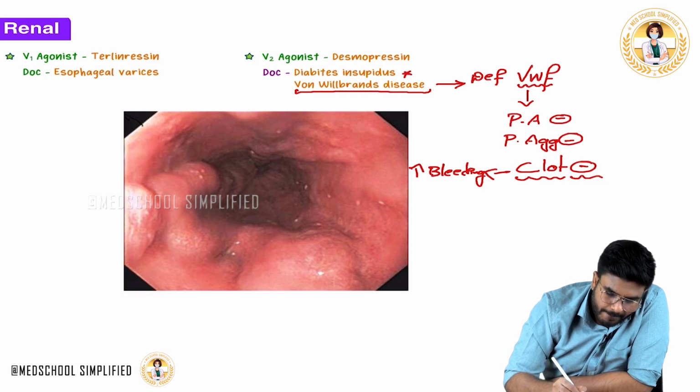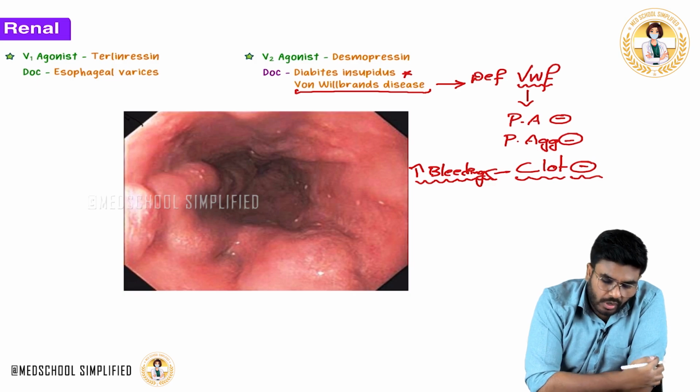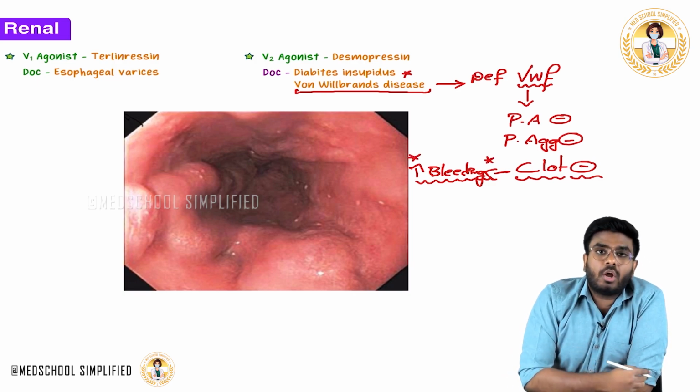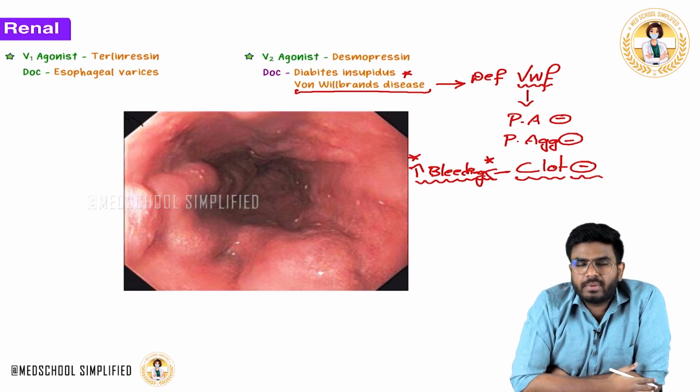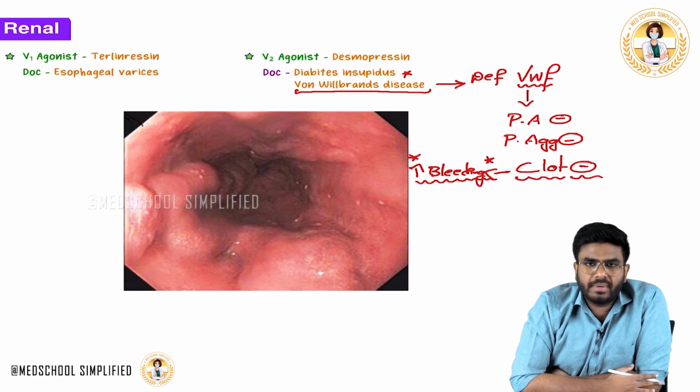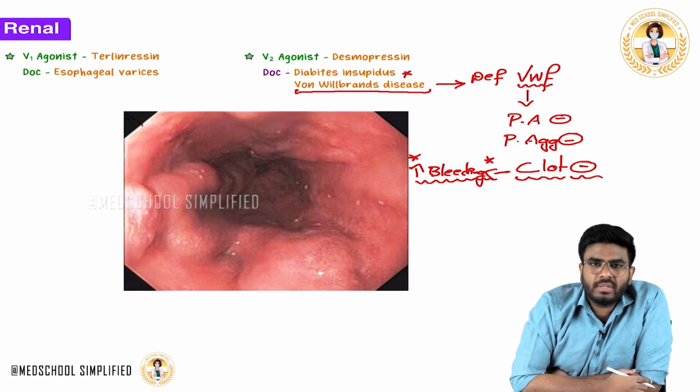So now tell me, von Willebrand's disease is actually a bleeding disorder. Okay, platelets are not adhering to one another. No platelet adhesion, no platelet aggregation. So at the end of the day, it's a bleeding disorder. Now what do you need to do in this person?